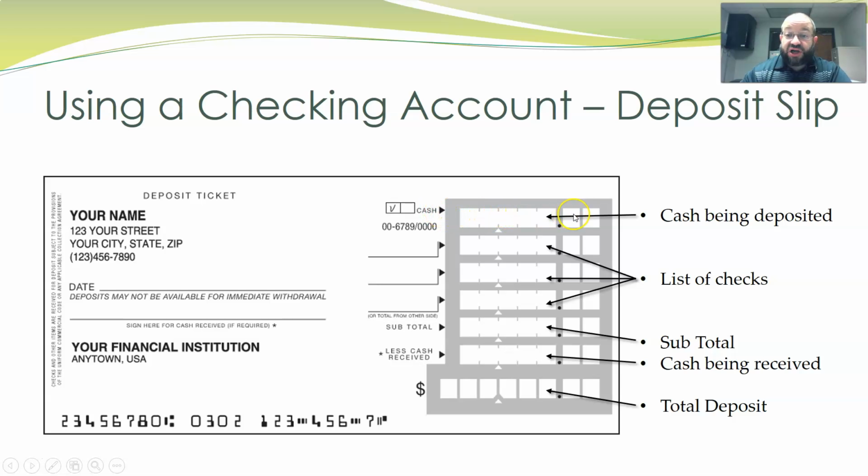How much cash are you depositing? If you are putting in 0, you can either line through that or put a 0 and a 0 here, all right? Then you're going to list your check. If you have a single check that's being deposited, you're going to put that check amount here in its total amount that it's written for.